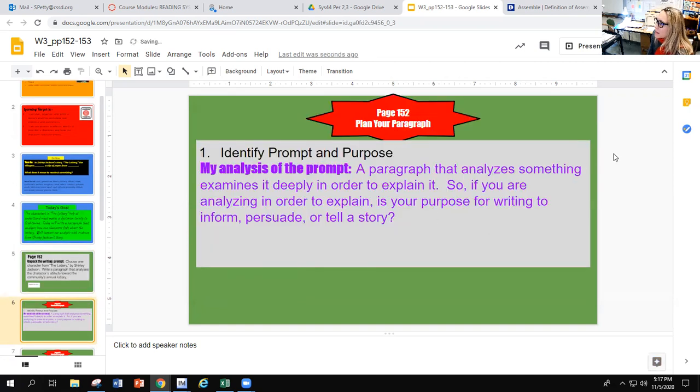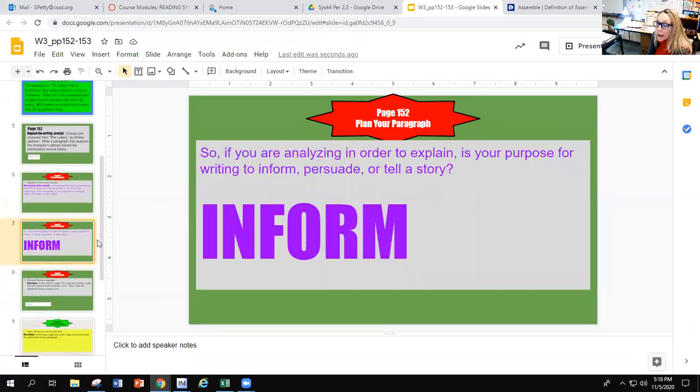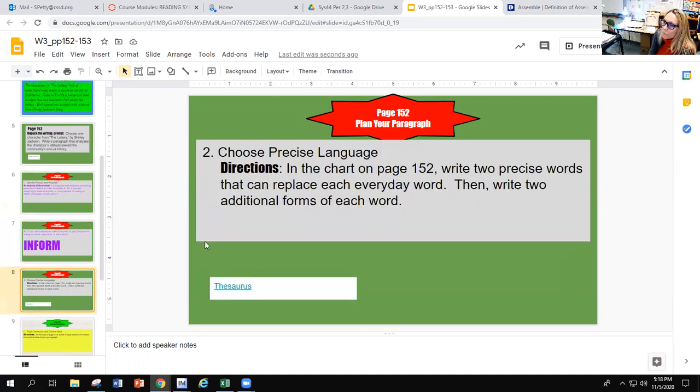Now it's broken into two parts. On page 152 is your planning, and one of the first things you have to do is identify the prompt and purpose. The writing prompt is at the top, and I will model my analysis of the prompt right here. A paragraph that analyzes something examines it deeply in order to explain it. So if you are analyzing in order to explain, is your purpose for writing to inform, persuade, or tell a story? I'm hoping you chose inform, because that is correct.